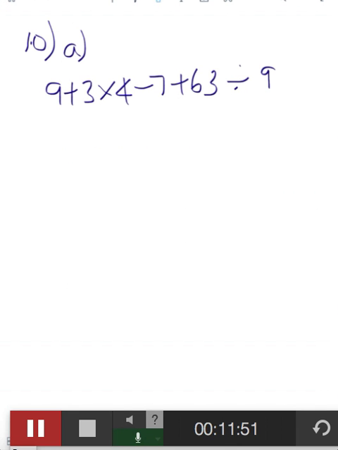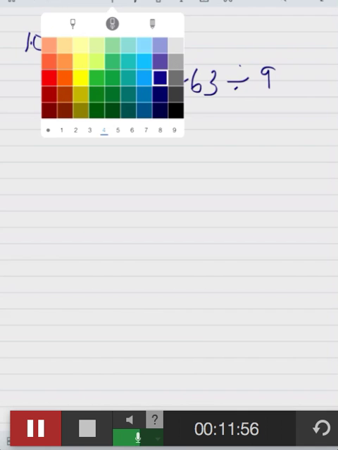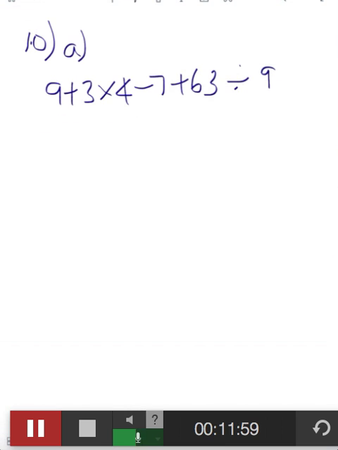Okay, so with 10A, we can clearly see there are quite a few different operations in this question. So with BODMAS, we've got to work out which ones do we do first. And we know multiplication and division come before addition and subtraction. They are equal operations, which means neither comes first or second, but they come before addition and subtraction. So I'm going to put brackets around 3 times 4 and around 63 divided by 9. I must do those two first. So make sure you put brackets around there to make it clear for yourself. You don't have to circle any positives or negatives, just circle the numbers themselves. So 3 times 4 is 12, and 63 divided by 9 is 7.